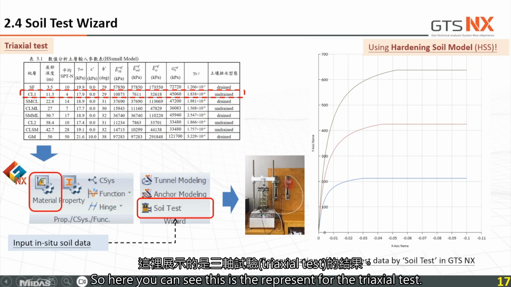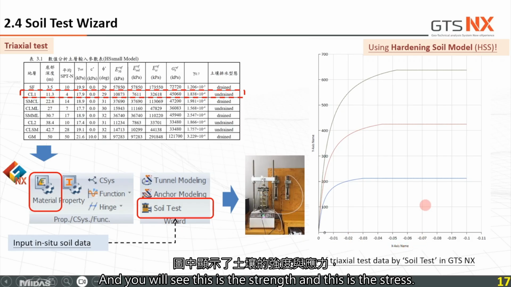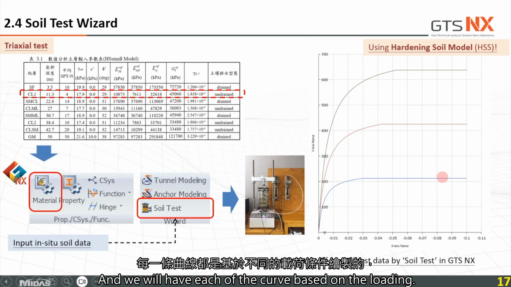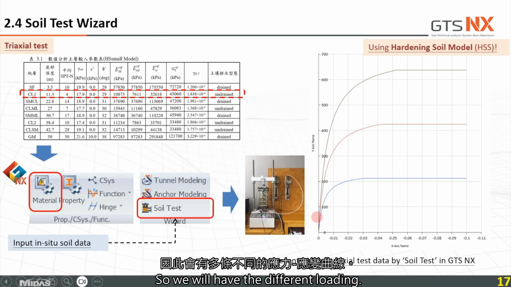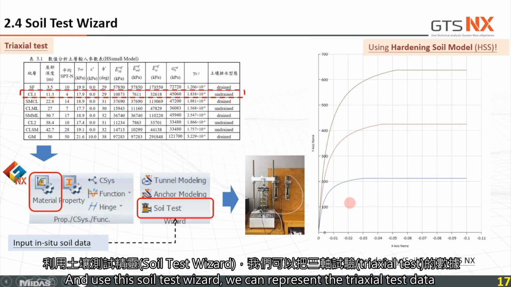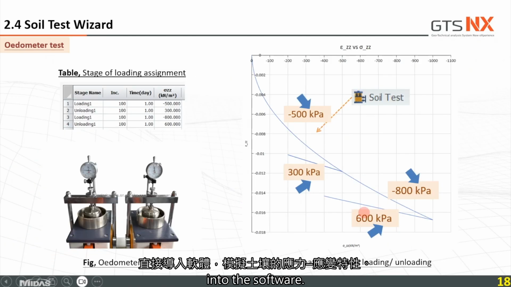Here you can see this represents the Triaxial Test, and you will see this is the strength and this is the stress. So this is the stress-strain relationship, and we will have each curve based on the loading. So we will have different loadings. This is the hardening soil model assigned in GTS NX, and using this soil test wizard, we can represent the Triaxial Test data in the software.